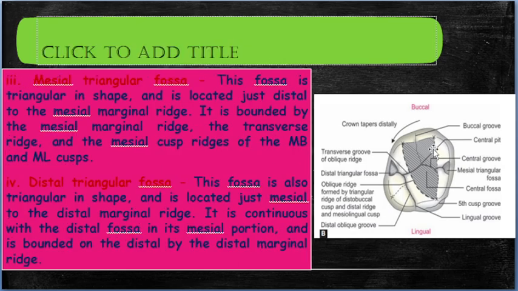Now we are talking about the mesial triangular fossa. It is a triangular shaped fossa which is present distal to the mesial marginal ridge. The deepest portion of this mesial triangular fossa forms the mesial pit. Similarly, the distal triangular fossa is present mesial to the distal marginal ridge, and it is triangular in shape, and the deepest portion of this fossa also has a distal pit.